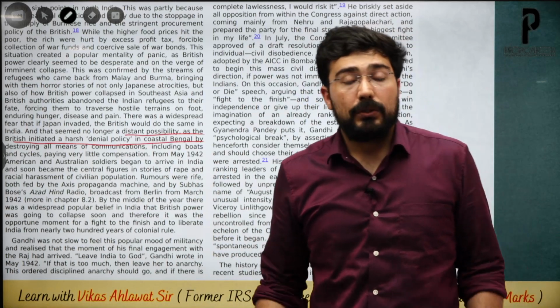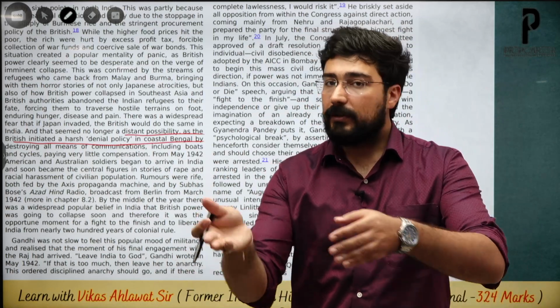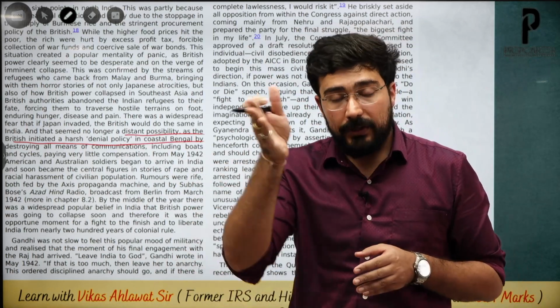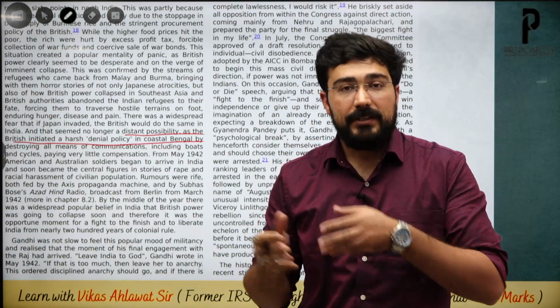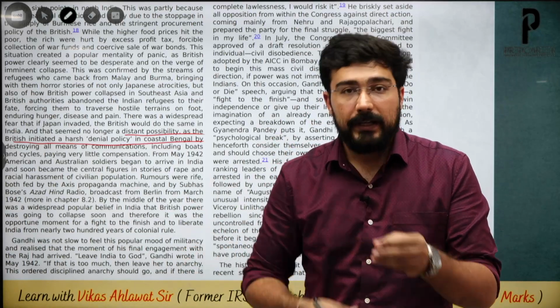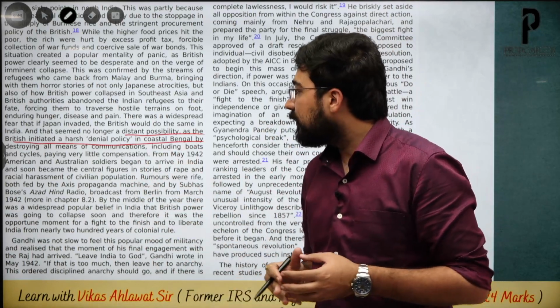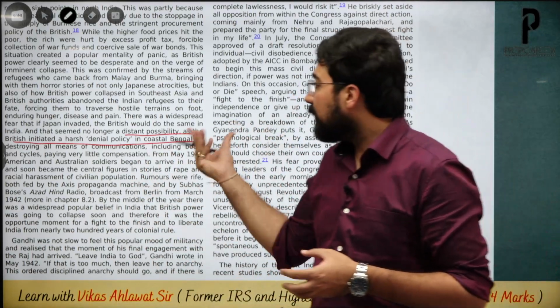So what kept on happening? The British thought the Japanese are going to come, so we should deliberately destroy all the infrastructure of the eastern coast so that the Japanese cannot use it for fighting against the British. This became part of the denial policy. It led to mayhem in Bengal.